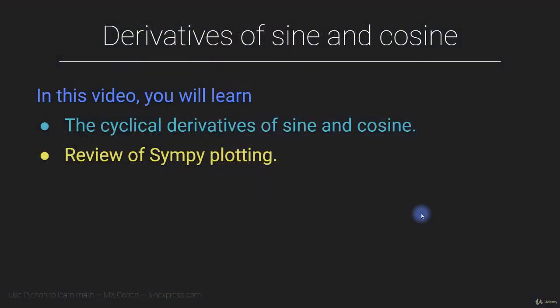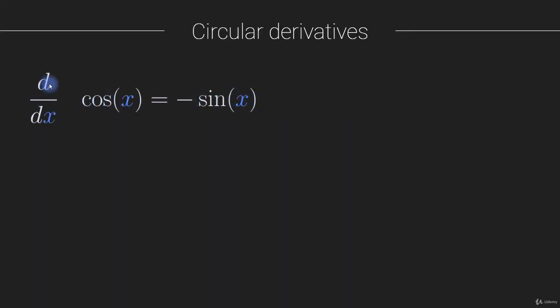In this video, we are going to explore the derivatives of two trig functions, sine and cosine. So let's get started. It turns out that the derivative of cosine of x is minus the sine of x. That's already pretty neat, because you take the derivative of one trig function and you get back another trig function. So now we can kind of do a loop here.